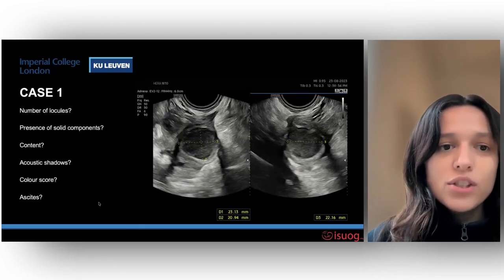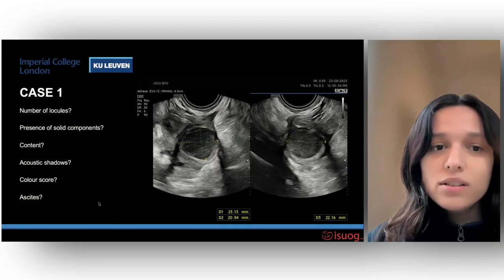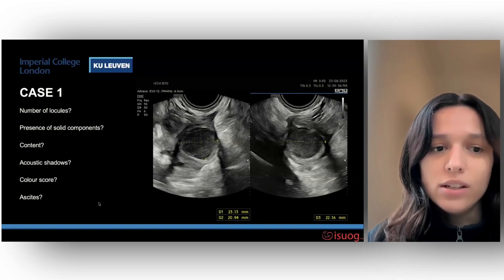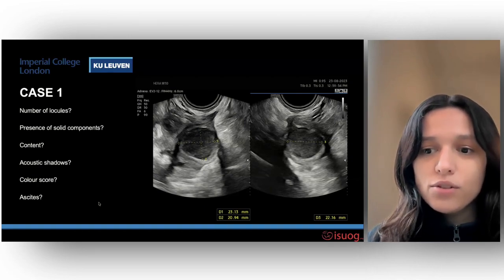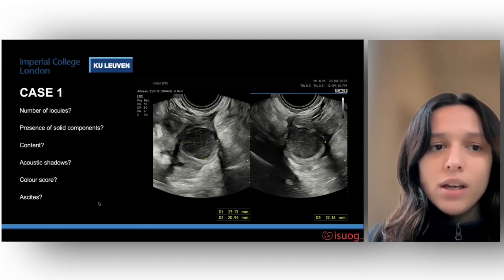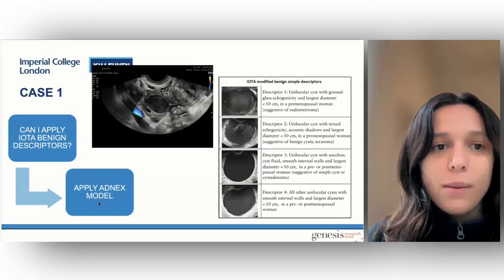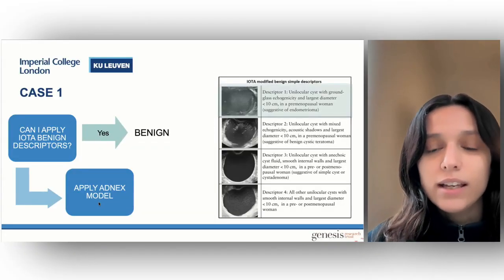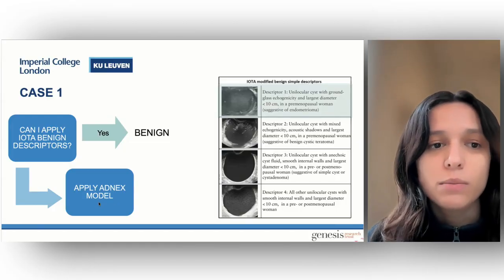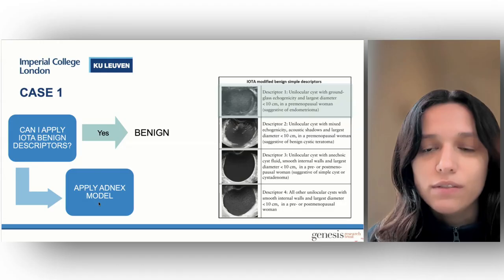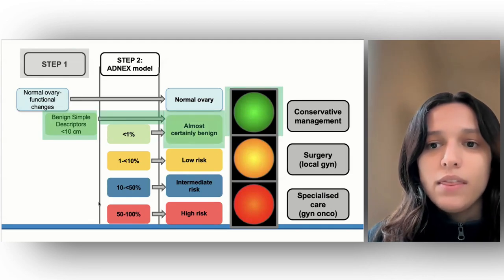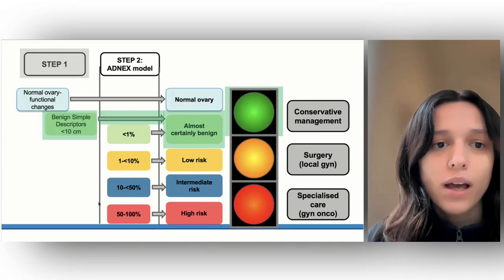So if we ask ourselves the questions, number of locules, 1, presence of solid components, no. I would describe it as having ground glass content, no acoustic shadows, and no ascites, with a colour score of 1, measuring around 2.5 centimeters in size. And so the first step of the two-step strategy is to ask, can I apply the benign descriptors? And in this case, yes, I can apply the benign descriptors. This is a typical benign endometrioma. And so this patient was managed conservatively. So using the two-step strategy, I can apply benign descriptors, which means that this is almost certainly benign, and therefore it is reasonable to manage this patient conservatively.